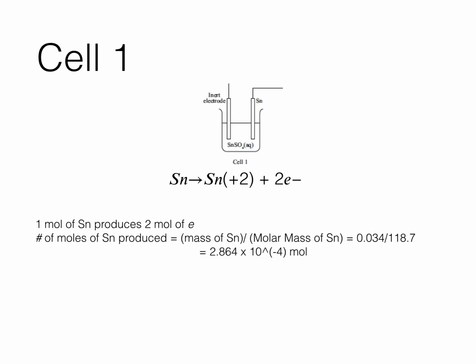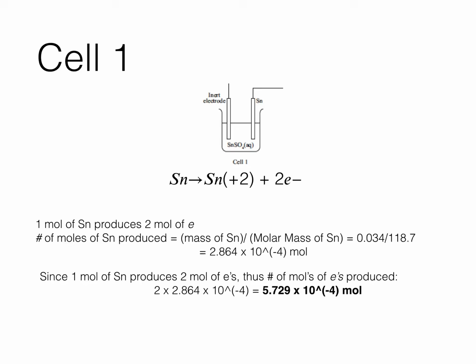Now we're given that 0.034 grams of tin actually get into the solution. To find out the number of moles of tin that go into the solution, we divide this mass by the molar mass of tin, which is 118.7 grams per mole. So the number of moles of tin going into the solution is 0.034 over the molar mass of tin, which is 2.864 × 10^-4 moles. Now this reaction equation shows that 1 mole of tin produces 2 moles of electrons, so we should have twice the number of moles of electrons as the number of moles of tin going into the solution.